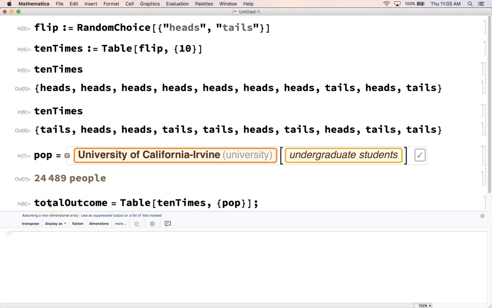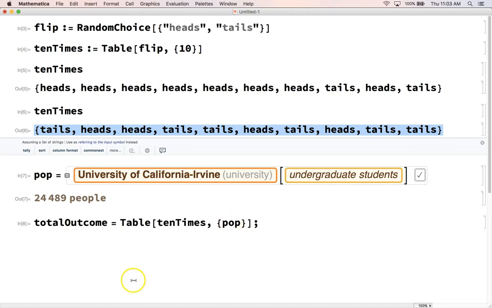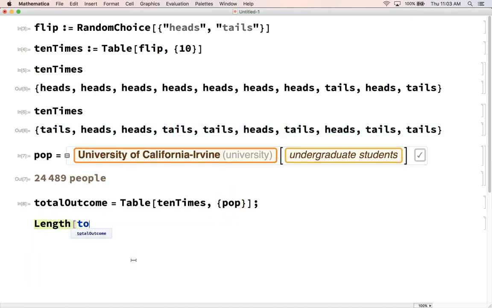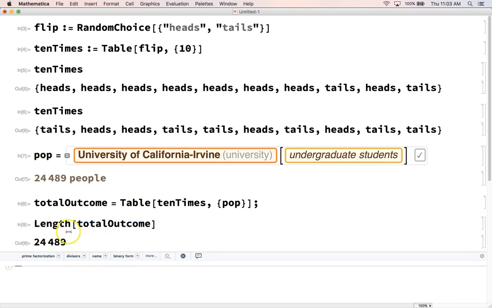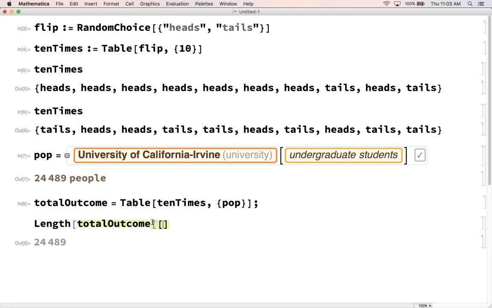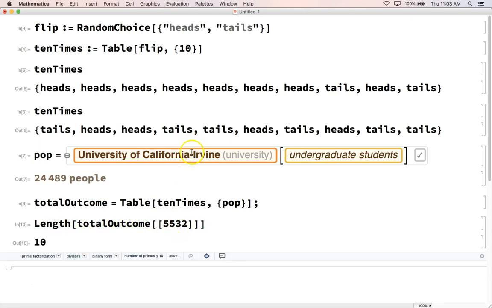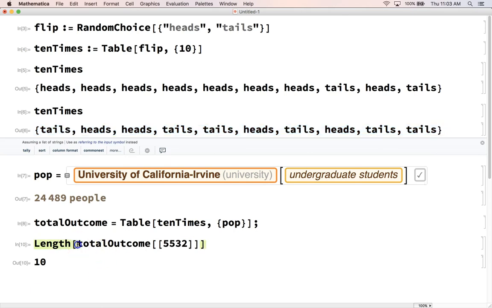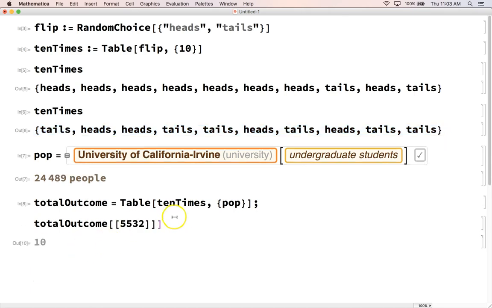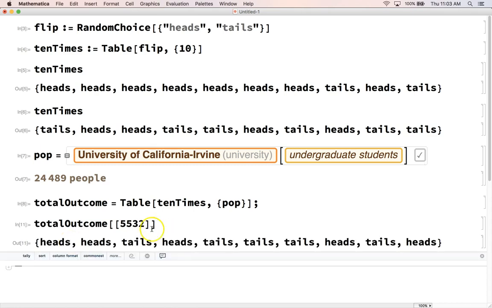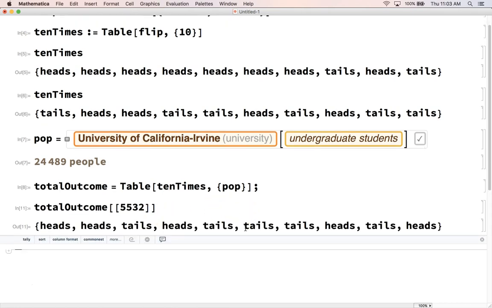So what is that? That's a list of lists, and each item in the list looks like one of these outcomes. Just as an example, say I do Length of this total outcome. So that's what I was expecting. And if I were to do Length of total outcome, part 5532, that's 10. Why is it 10? Because that 5,532nd entry was one of these. Okay, so if I were just to look at total outcome part 5532, this is what it looks like, some list of length 10.